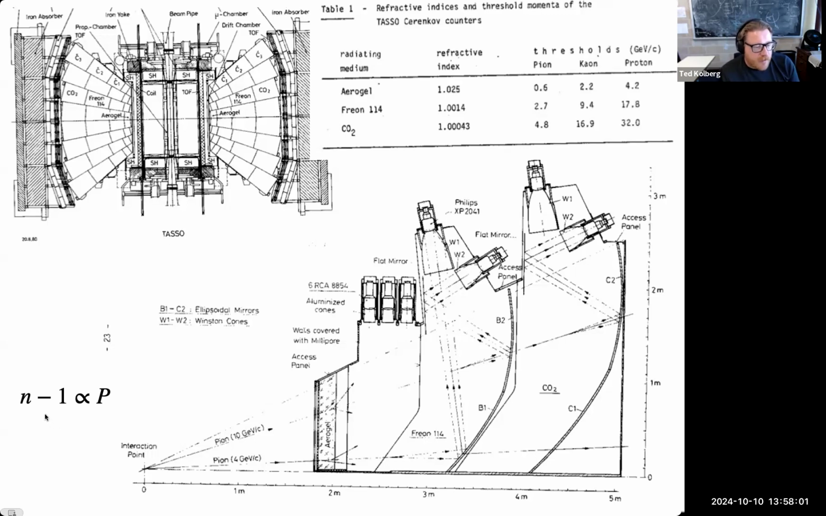The index of refraction of a gas minus 1 is proportional to the pressure. So if you want to take, for example, this Freon gas from the table, which has a refractive index at atmospheric pressure of 1.0014, if you want to up that by a factor of 10, so it becomes 1.014 in the range we're talking about, well, that means you need 10 atmospheres of pressure to do it.